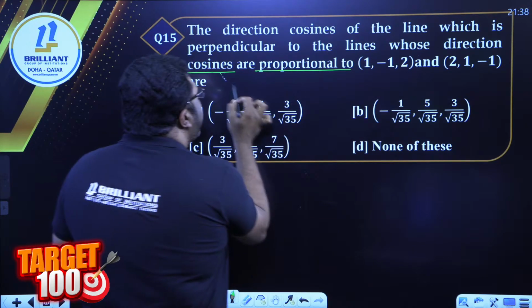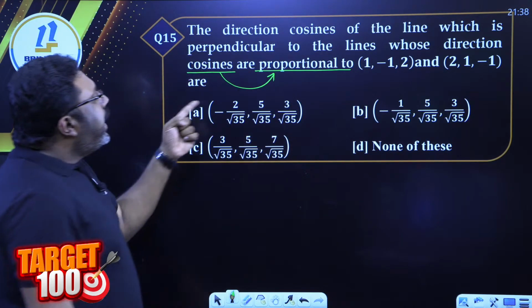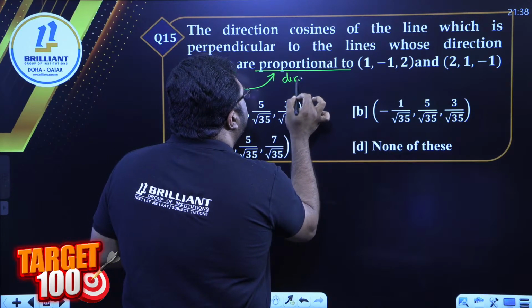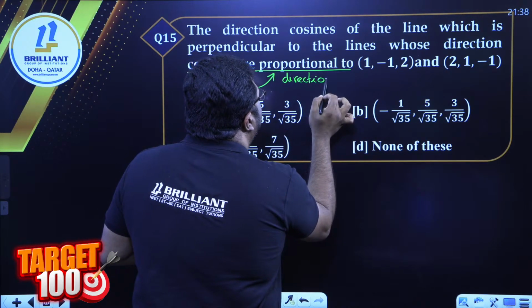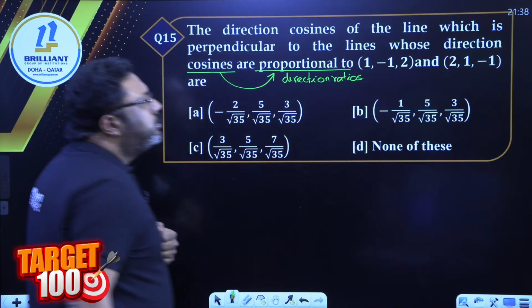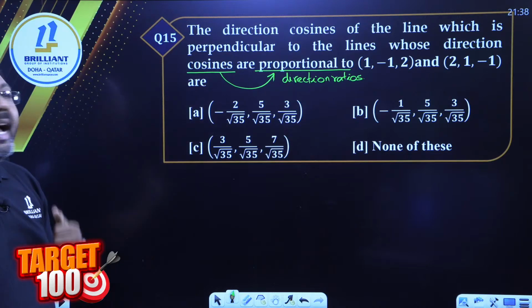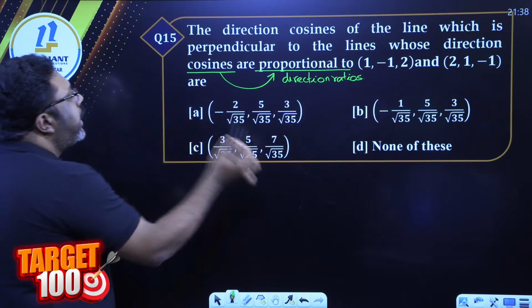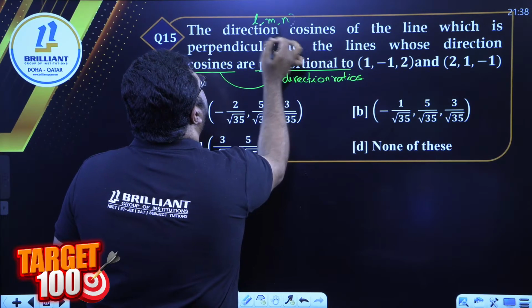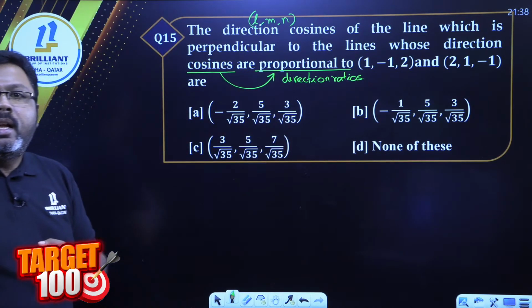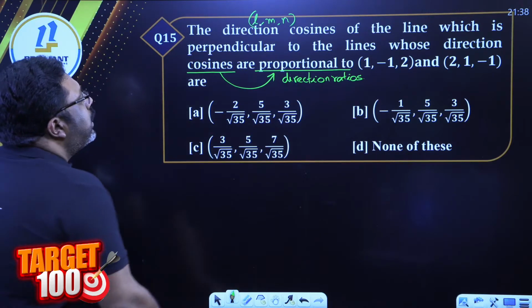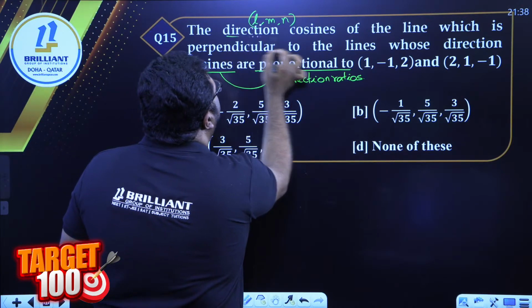Please understand, this is another way of saying it. Direction cosines proportional to simply means direction ratios. Now let us assume that the direction cosines of the required line are L, M, N. Now they said they are perpendicular.